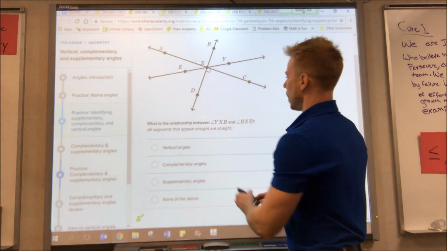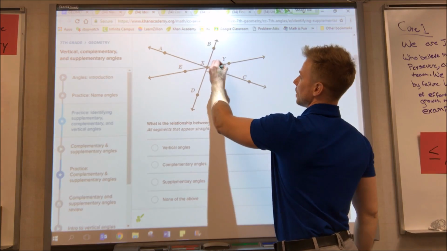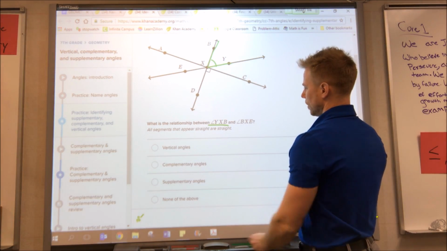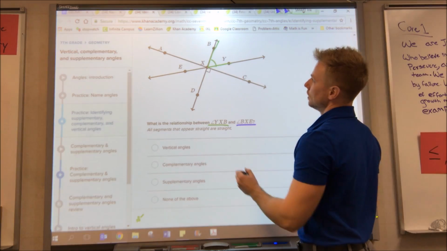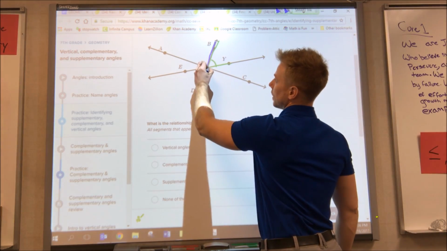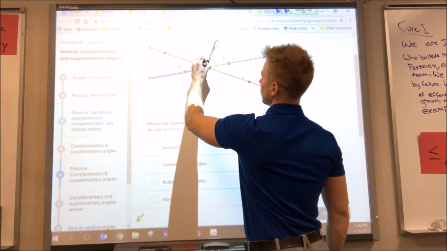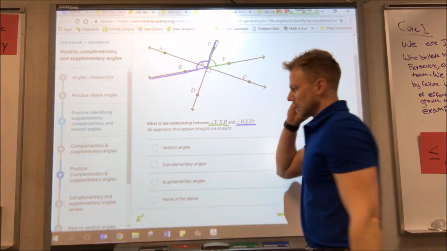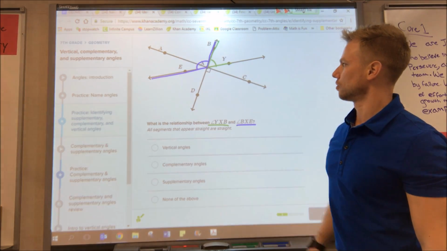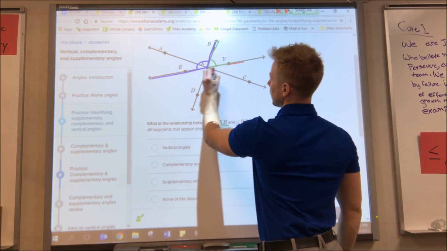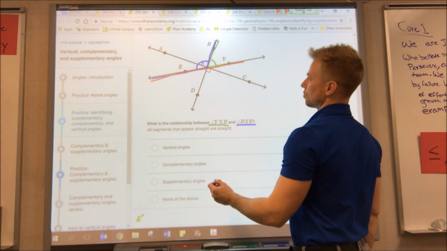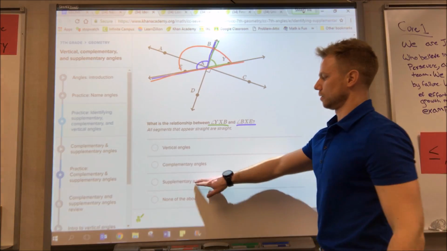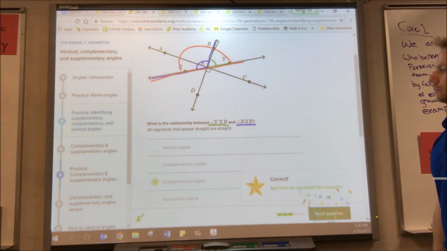And we have angle YXB. Let's follow that one, YXB, which is right there. And we have angle BXE, B to X to E, which is down there. Okay, so again, they're not vertical because they're not across from each other. And together, both of those angles make a straight line or half a circle. So I know it's going to be supplementary.